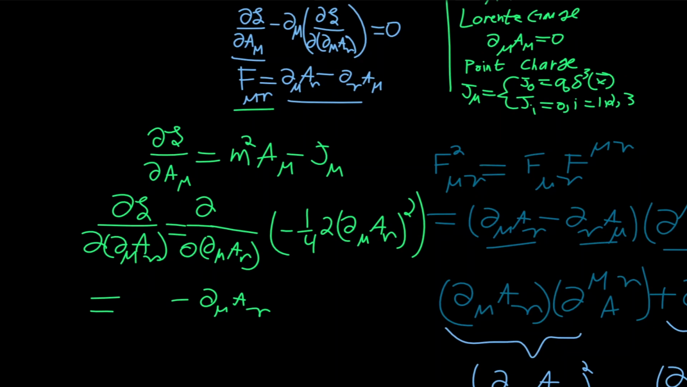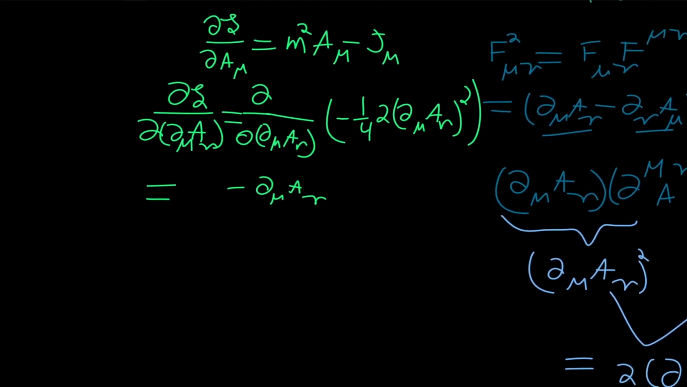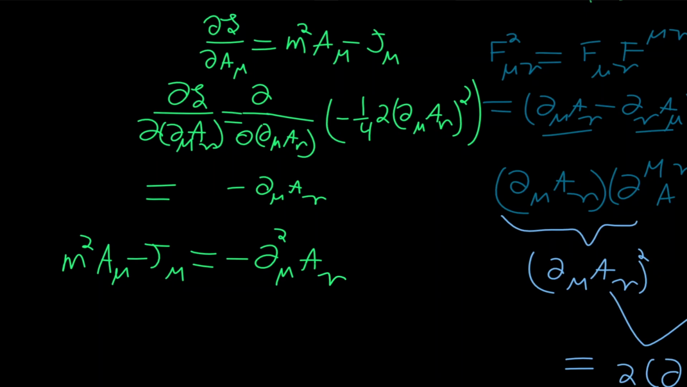But wait a minute, we do have to take the derivative again. You see that in our Euler-Lagrange equations, there's another partial right there. So really, our Euler-Lagrange equations can just read the following. We just have m squared A^μ minus J^μ equals minus ∂^2_μ A^ν.